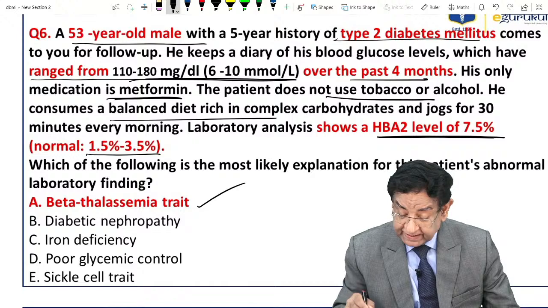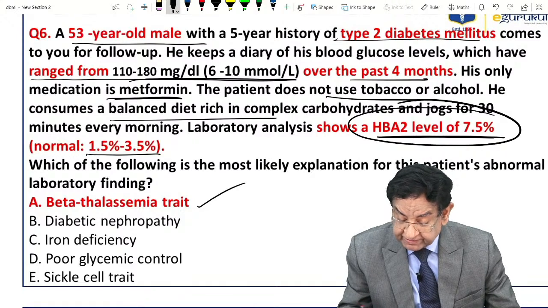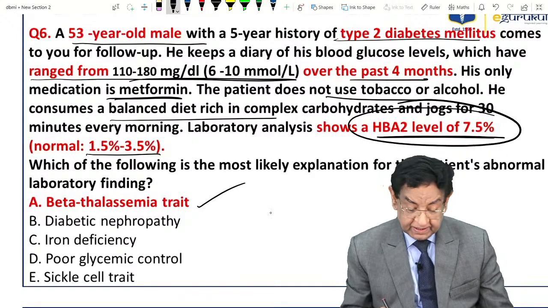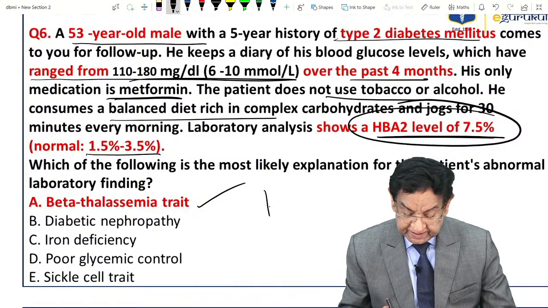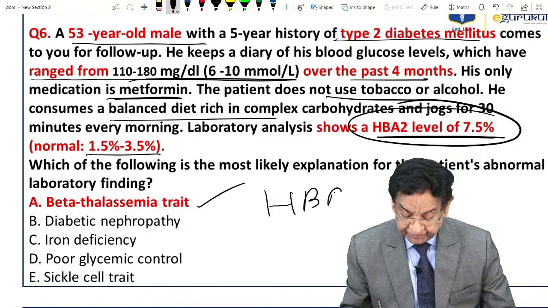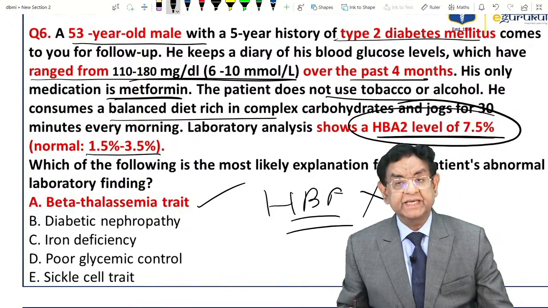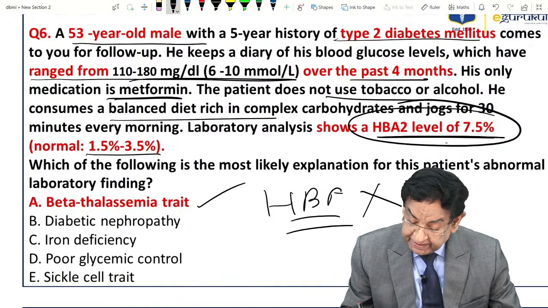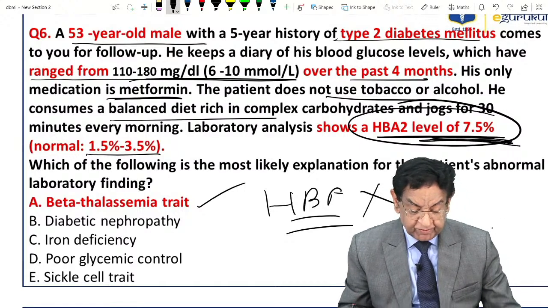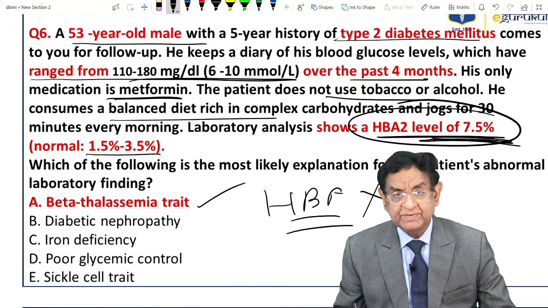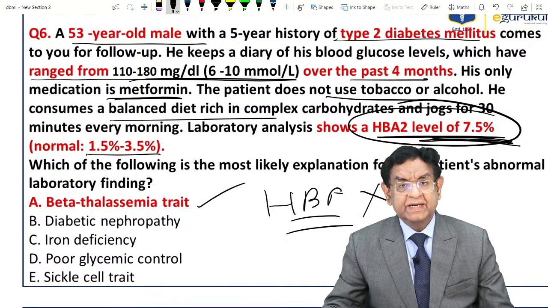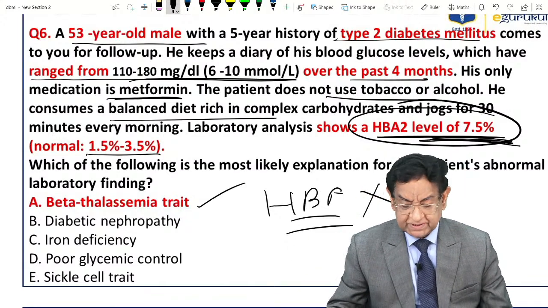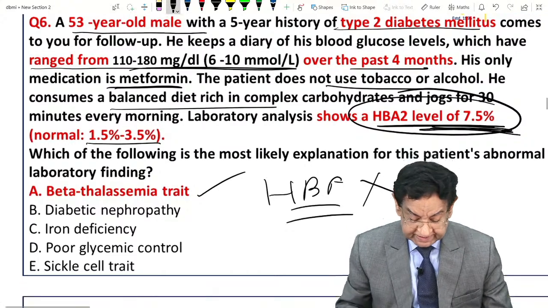Well, HbA2 is increased. And obviously, they did not mention anything about HbF. Nothing is there. And HbA2 is only 7.5. Normally, 1.5 to 3.5. If you get only raised HbA2, 99.9%, you are dealing with beta thalassemia trait.